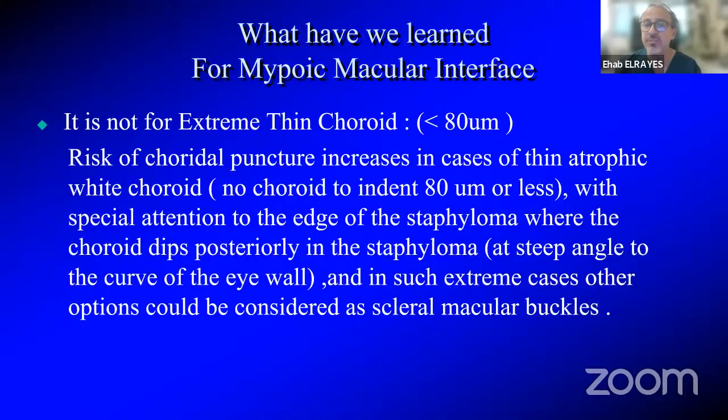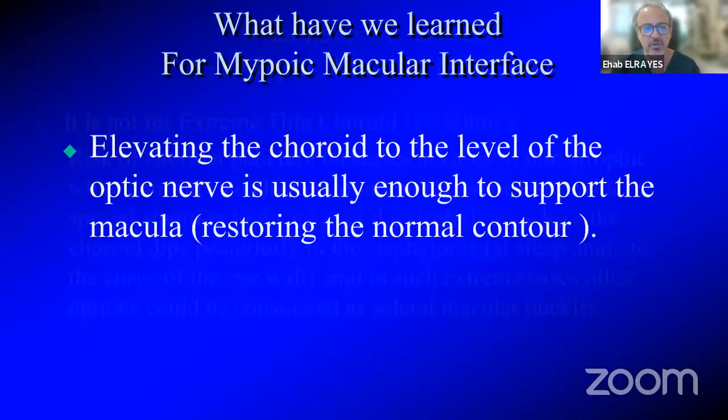It's not for extreme choroidal thickening patients. If you have a patient with less than 80 microns, then I would go for a scleral macular buckling, not a suprachoroidal, because you don't have choroid to indent. So this is one of the pitfalls that we find. In super thin choroid, you always go for scleral, not suprachoroidal buckles. Elevating the choroid, usually to the level of the optic nerve, which is the 0 point, is very important to restore the normal convexity.